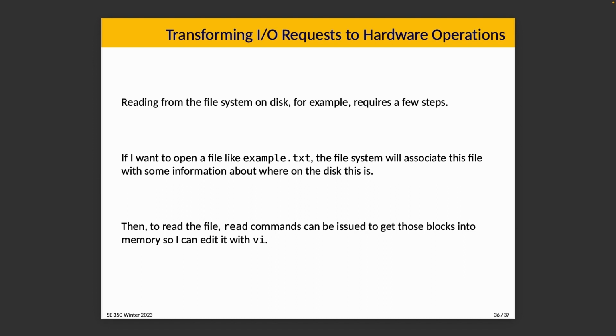So if I want to open a file, the file system is going to associate a file named example.txt with some information about where on disk it is. We haven't talked about the file system, we haven't talked about inodes and stuff yet, but those exist. To read the file, then read commands will be issued such that the data ends up in memory, so I can do something with it in my text editor, right?